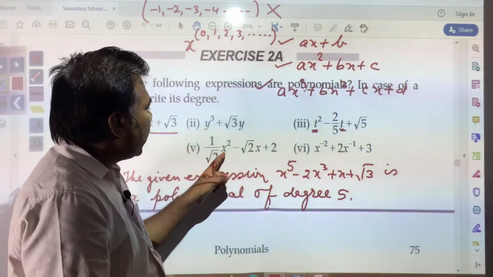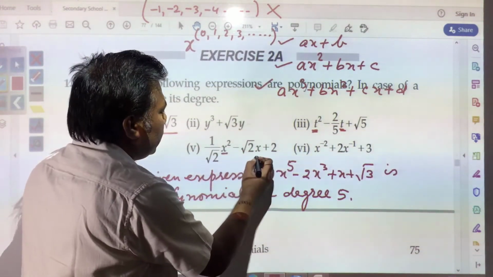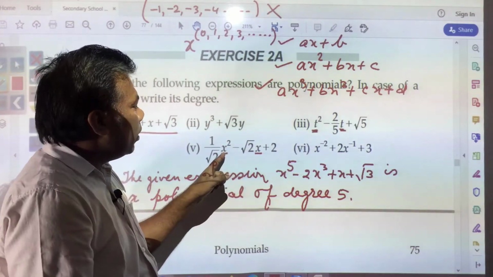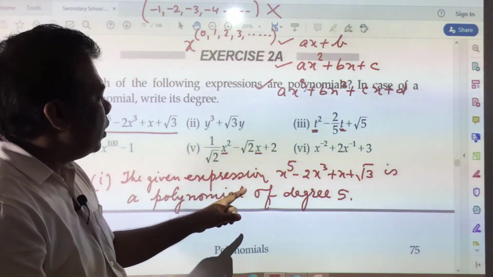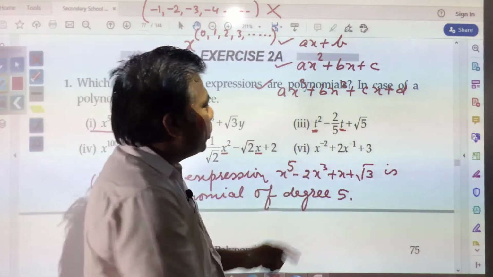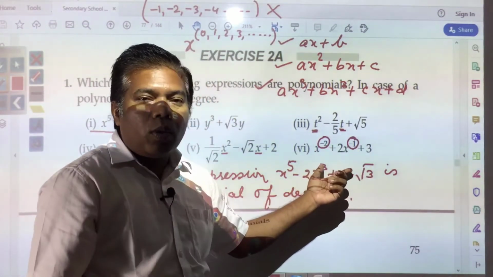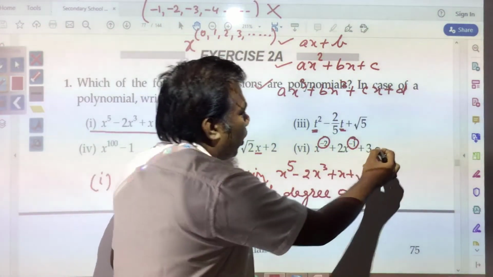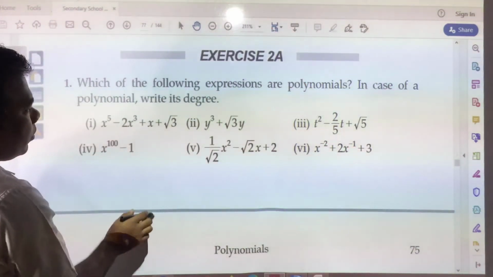1 by root 2 x square minus root 2 x plus 2. Again here you see the variable you have is x and the maximum power is 2. So, this is a polynomial of degree 2 you will write. Here you see these are negative integers, this is not a whole number and that is why this is not a polynomial.